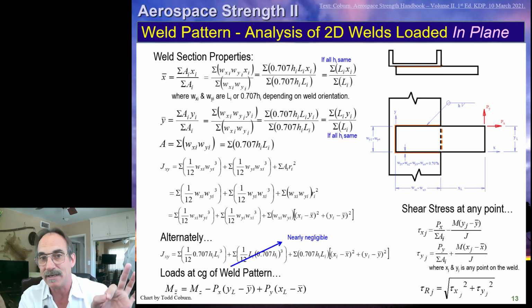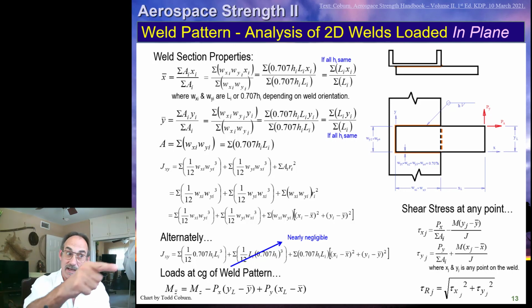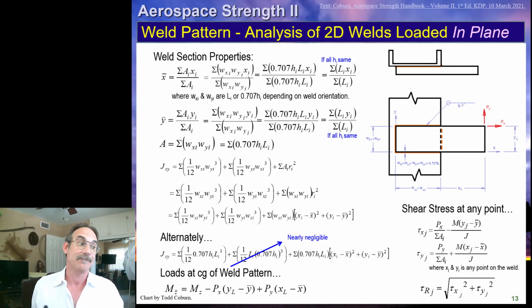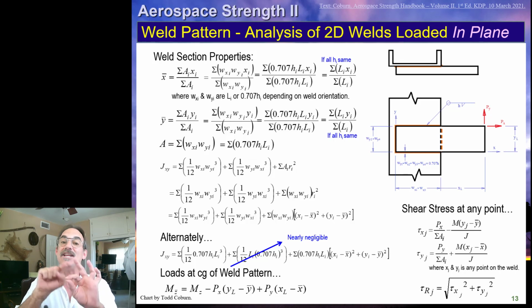We do that again and again and again till we have them all. We sum those up. And that summation is our total J of the pattern that we plug into this formula to calculate our stresses. You got it? That's how we analyze each and every point. So that J subscript is for which point we're checking for the stresses.